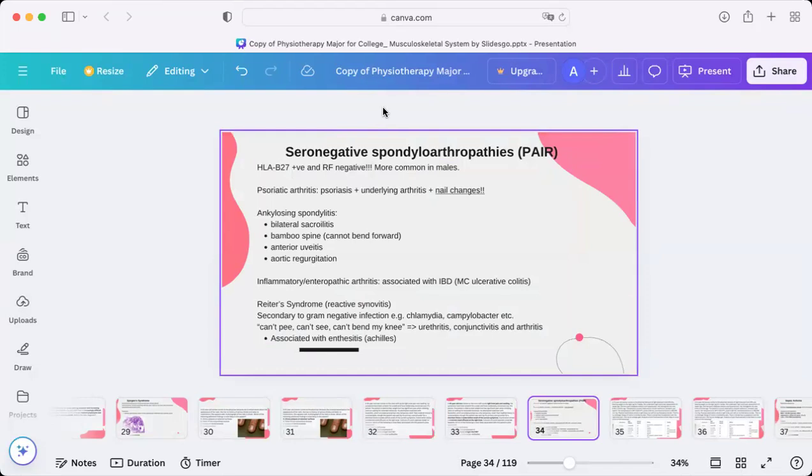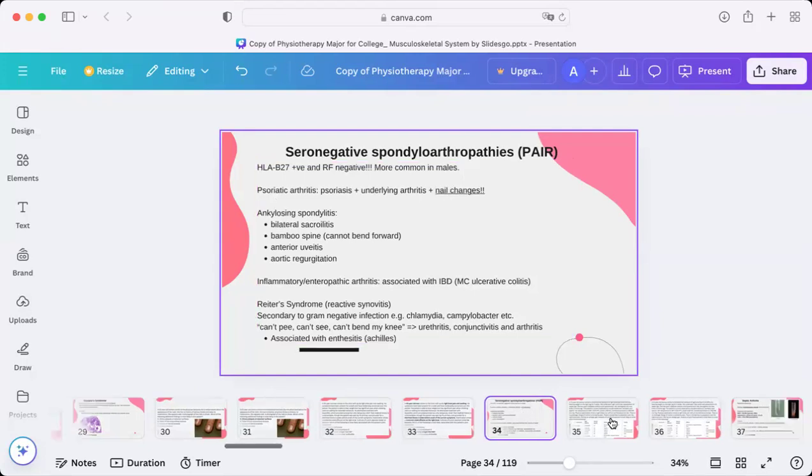So there are 4 very important diseases that make up our seronegative spondyloarthropathies. It's PAIR: psoriatic arthritis, ankylosing spondylitis, the IBD, so that's Crohn's disease and ulcerative colitis, and R, reactive arthritis. All of these are HLA-B27 positive and rheumatoid factor negative. Please, guys, don't forget it's more common in males, okay? This is an overall summary of all of them. As we saw in the previous question, psoriatic arthritis causes nail changes, and you guys honestly did a great job. I feel like I don't have to go over this.